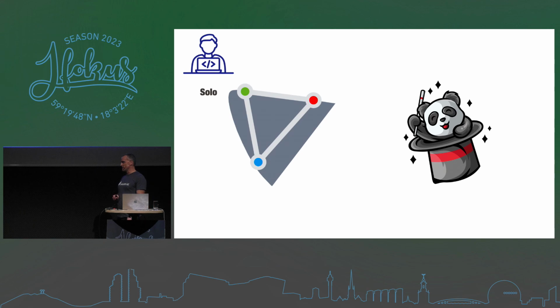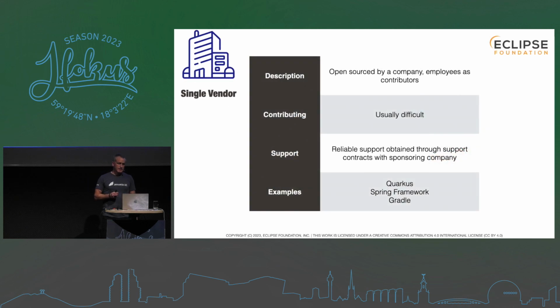Consuming solo open source projects has some risk. I don't know if you know about these: Faker.js and Color.js, JavaScript frameworks where the developer didn't like that he wasn't getting any money out of it, so he put some malicious code into it and affected the whole JavaScript community. So consuming solo open source frameworks and products can be a little bit risky. So let's talk about the single vendor.